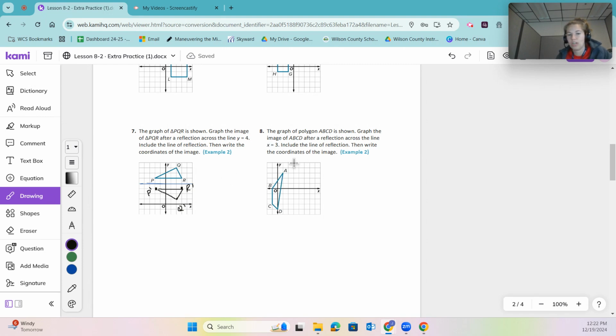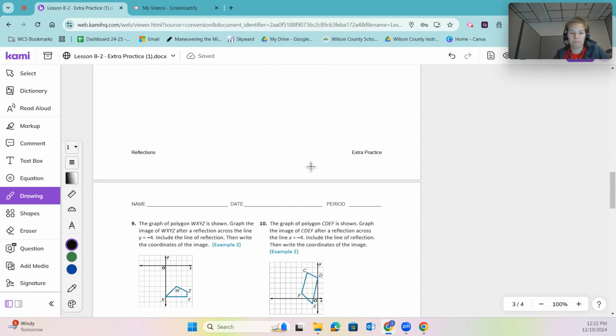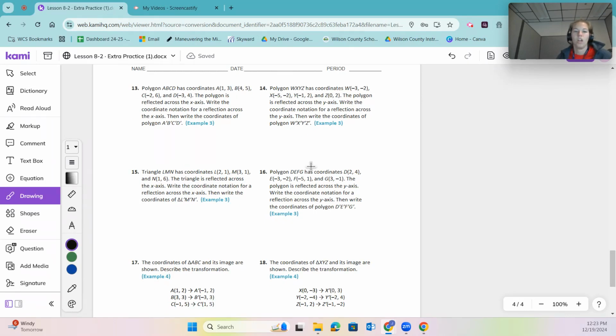And then x equals 3 is going to be a vertical line at x equals 3. I'll let you try that one on your own there. Okay, let's take a look at number 13 here. Polygon ABCD has coordinates as there. The polygon is reflected across the x-axis. Write the coordinate notation for the reflection, then write the coordinates.